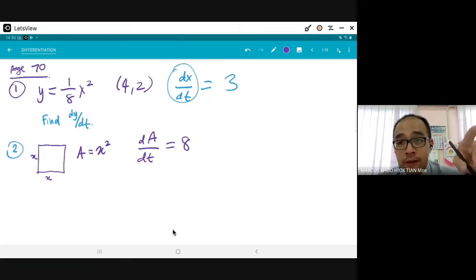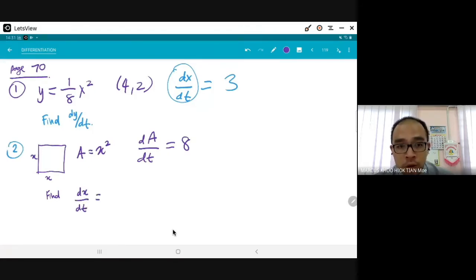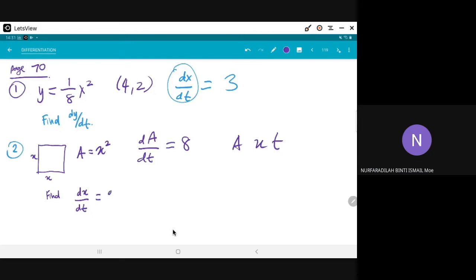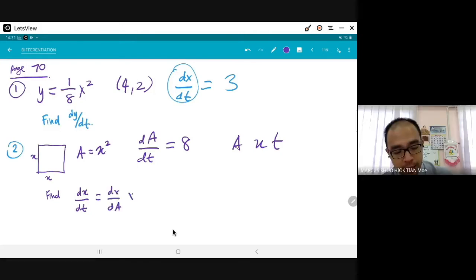Okay, apa yang kita mau cari? Find the rate of change of the side. Therefore, apa yang kita mau cari itu? Rate of change of the side. The side itu direpresent oleh huruf X. So we want to find dx dt. Okay, form the chain rule first. Obviously the three letters are A, X, and T. I want to find dx dt. Form the chain rule. dx dA times dA dt. Very good. Times dA dt.